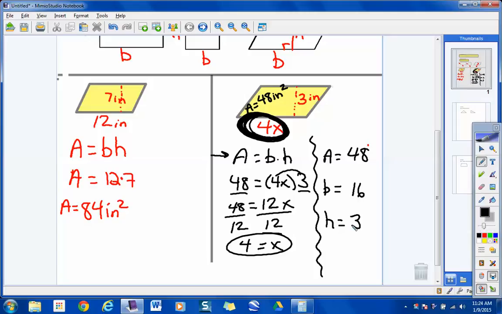All right, let's try another one. Let's look at the triangle example. You guys got this down? Yeah. I think if you can follow through this stuff, you'll be good to go. All right, let's try another one. Triangles.